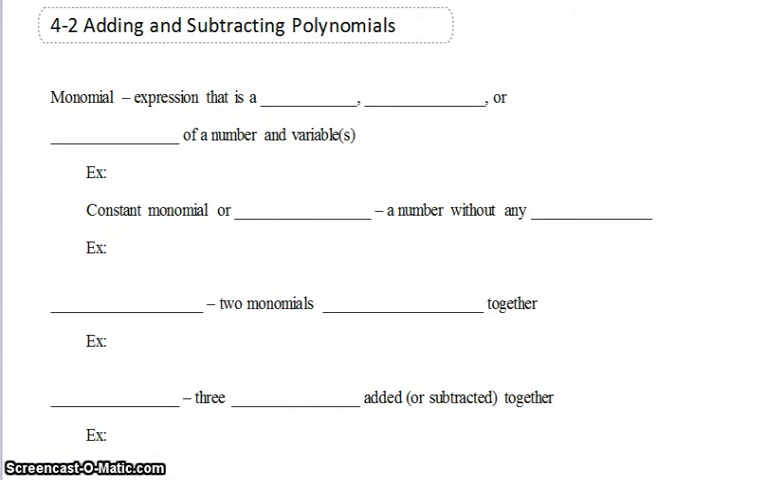A monomial is an expression that is a number, variable, or the product of a number and variable or variables. Okay, so a monomial is an expression that's a number, a variable, or the product of a number and variables. Product means multiplication, so that means multiplication.